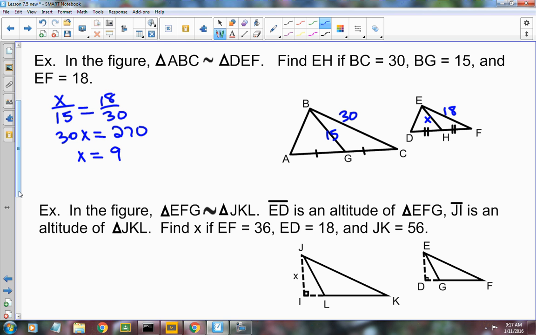Okay, what would the scale factor be? Big triangle to little triangle. 5 to 3? Okay, good. So my scale factor, big to little, would be 15 is to 9, which would be 5 to 3. You could also use 30 is to 18. Okay? Alright. Some of us are still having a little bit of a hard time getting that scale factor.